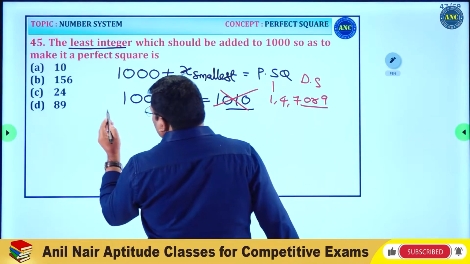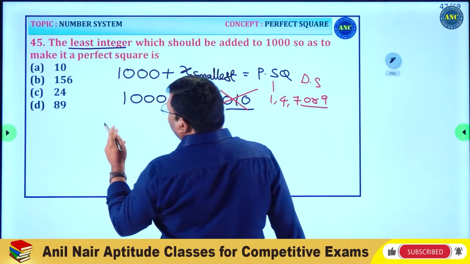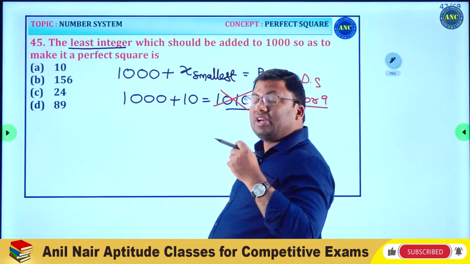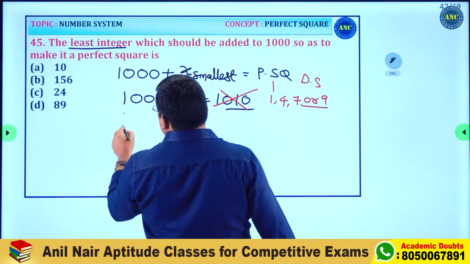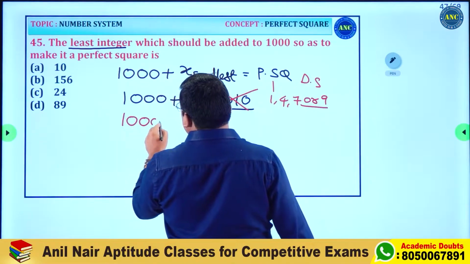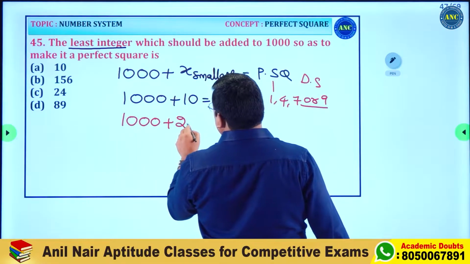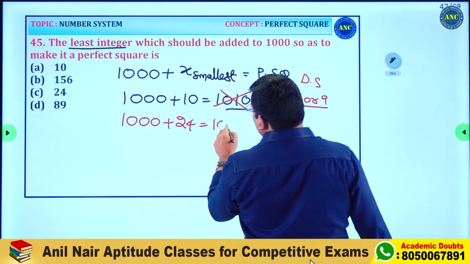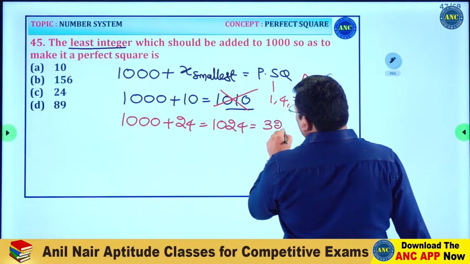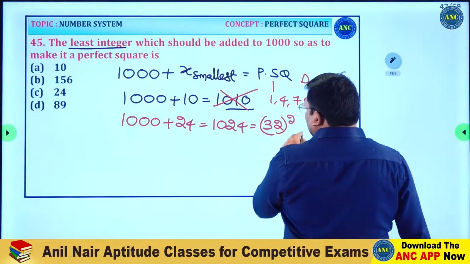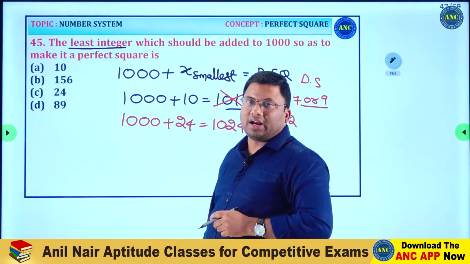Second one, 156, 24, 89. Since the question is referring to smallest, let me take the smallest value. 1000 plus 24 is 1024. 1024 is 32 whole square. Okay. Let us check if there is any other smaller number.